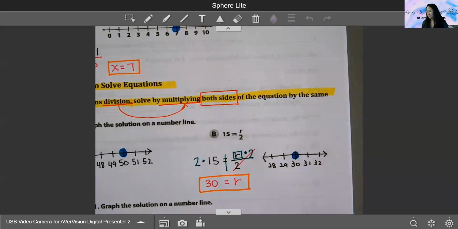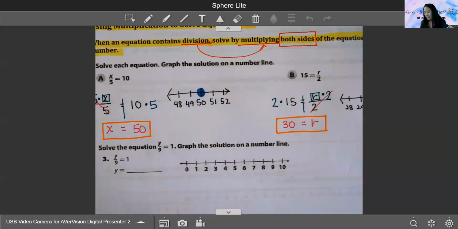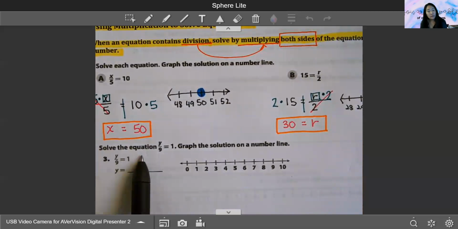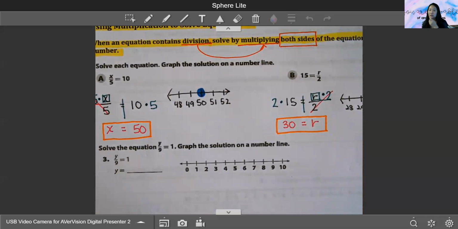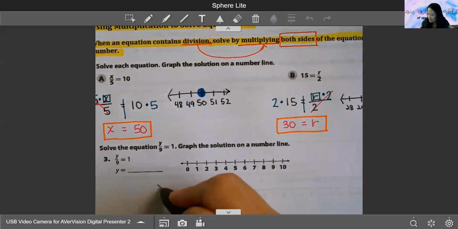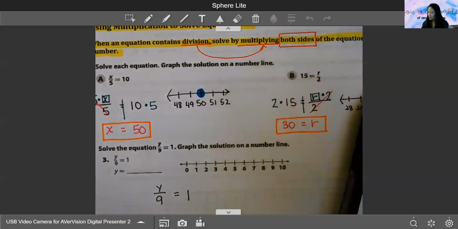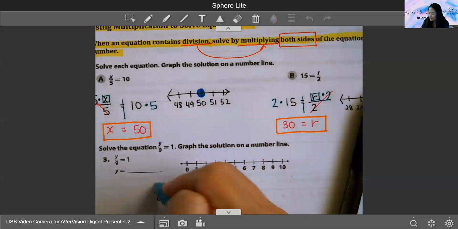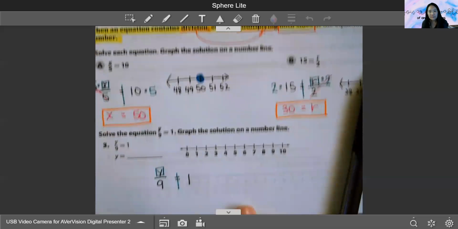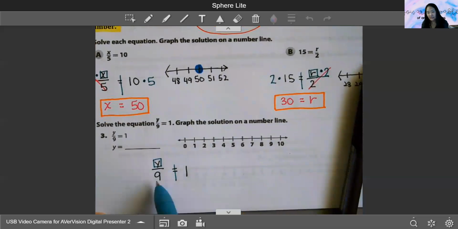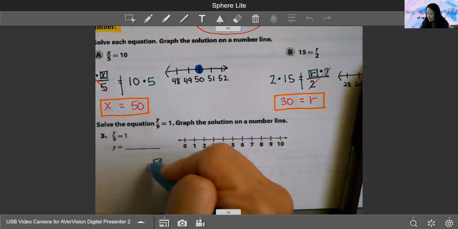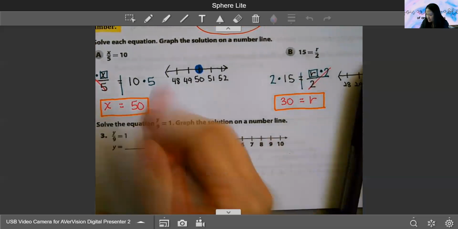Last problem. Solve the equation y divided by 9 equals 1. Graph the solution on a number line. So y divided by 9 is equal to 1. Draw the line, box the variable. Since the number you want to get rid of is 9, and this operation is divided by 9, you're going to multiply by 9 on both sides.